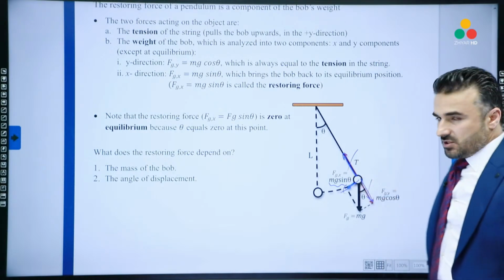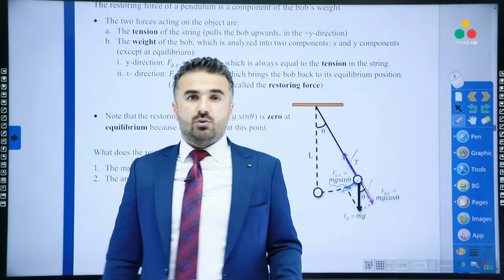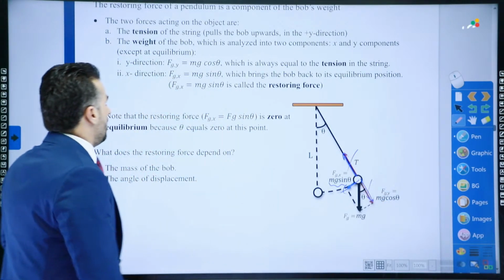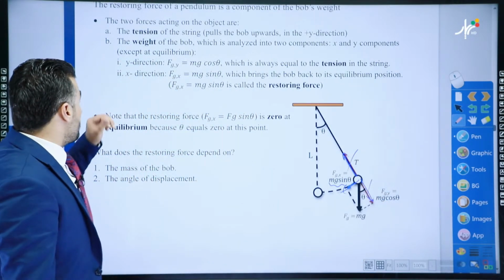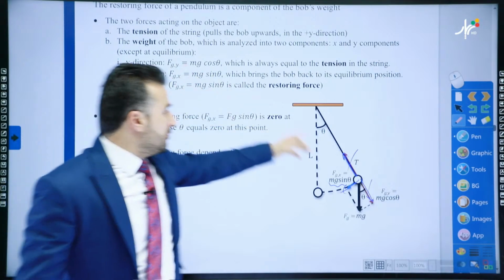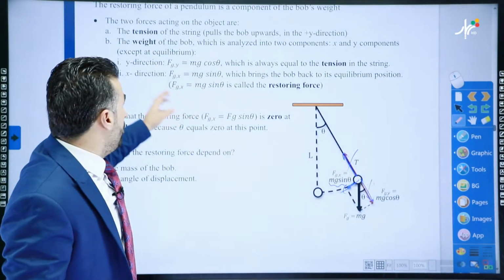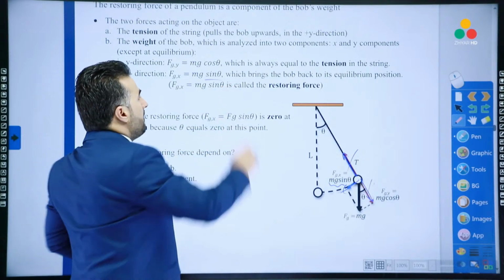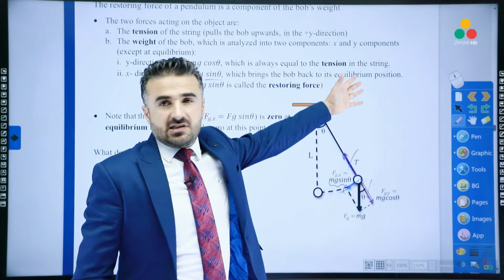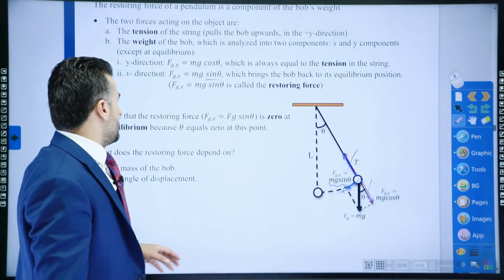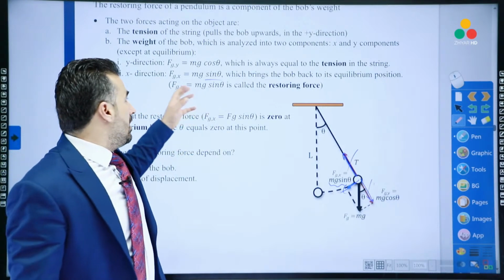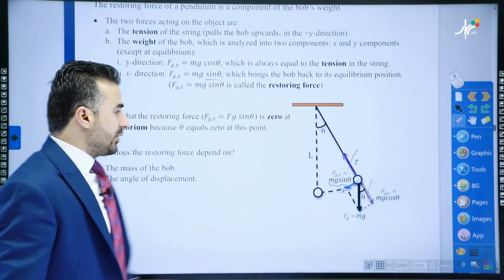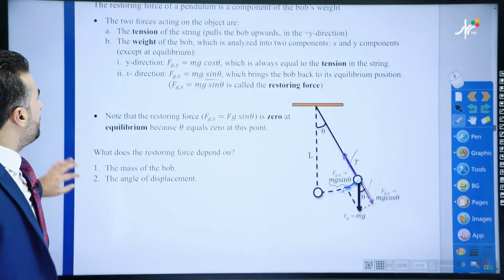This force is what is bringing the bob to the equilibrium, and that is what is called the restoring force. So remember this: in the y direction, the two forces will cancel one another out. We have another force that is left on the x-axis, which is mg sine theta, and this force brings the bob to the equilibrium position. So remember, on the x-axis, mg sine theta is what is called the restoring force in pendulums.